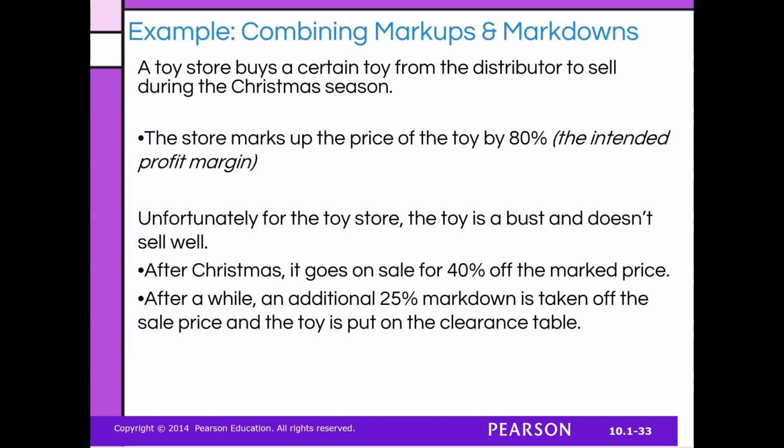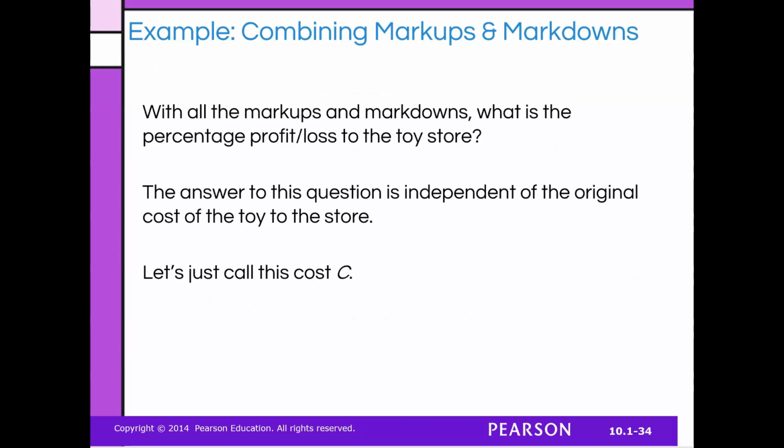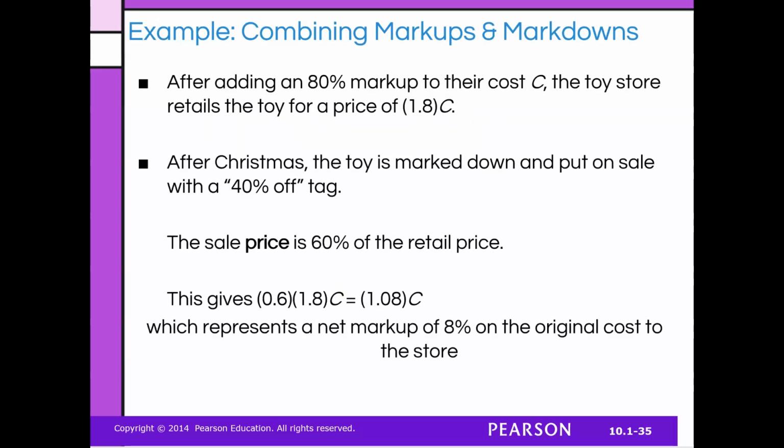So where does that leave the profit? What is the percentage profit or loss to the toy store? The answer to this question is independent of the original cost. We actually don't need to know the original cost. So let's just say the cost is C. After adding an 80% markup, they retail for 1.8C. Remember that 1 represents 100% of the cost and then that 80% on top is how they get that 1.8.